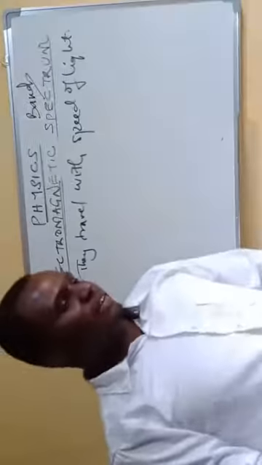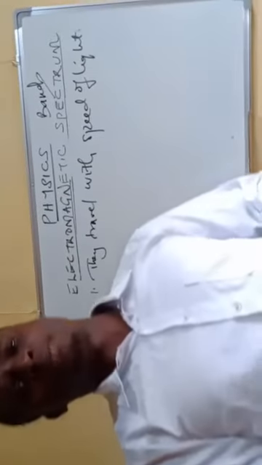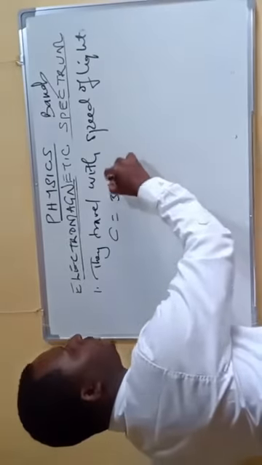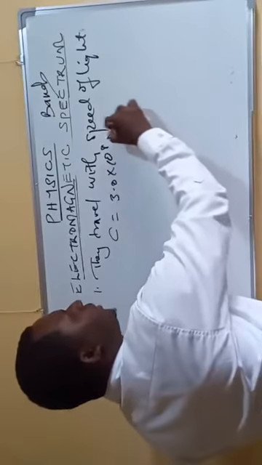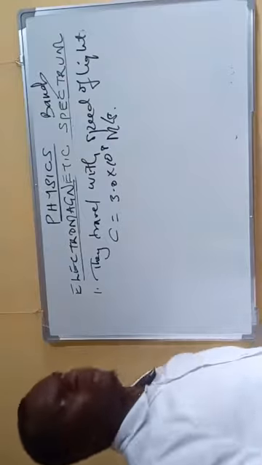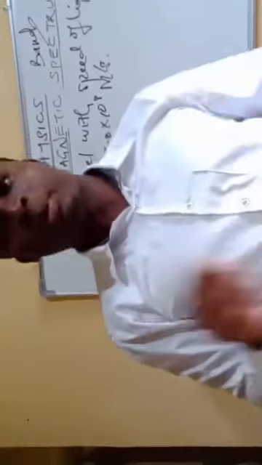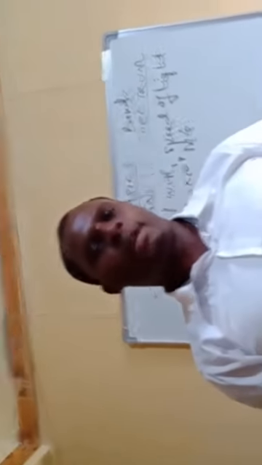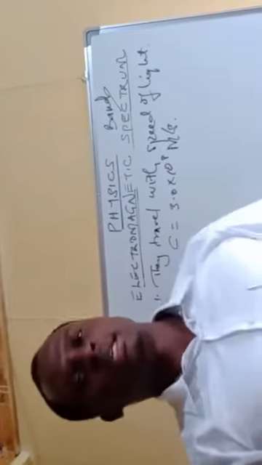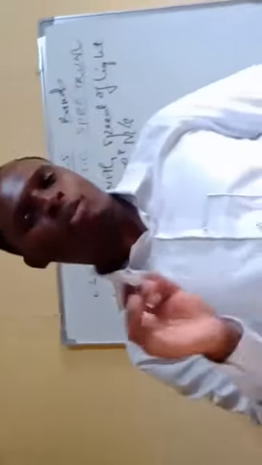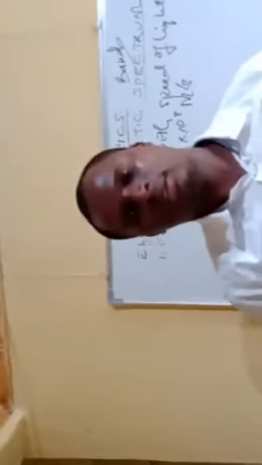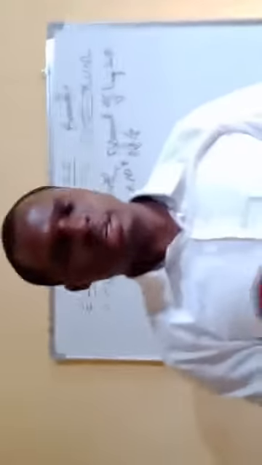And all of us, as physics students, we know the speed of light. The speed of light, c, is usually given by 3.0 times 10 to the power 8 meters per second. So all of them will be traveling through space with this speed. And by the way, I must remind you that electromagnetic waves, all of them, are transverse in nature.